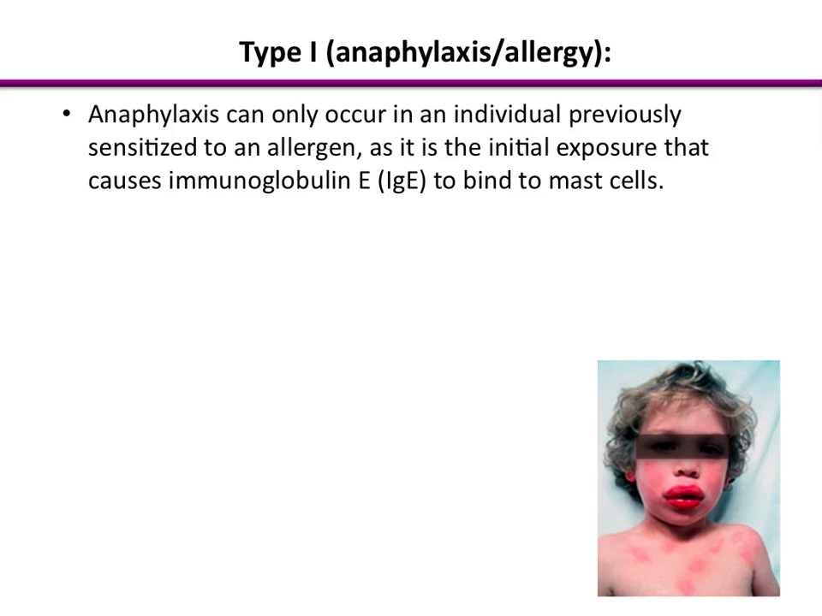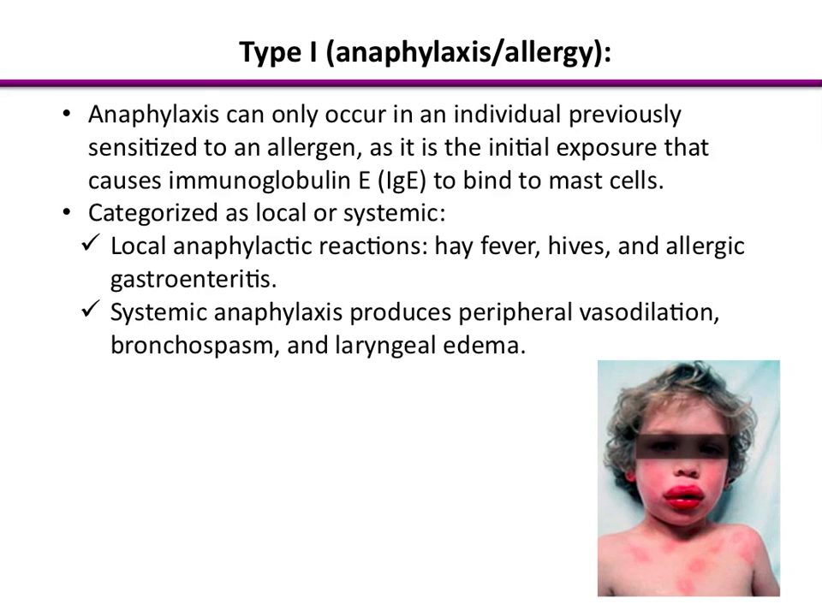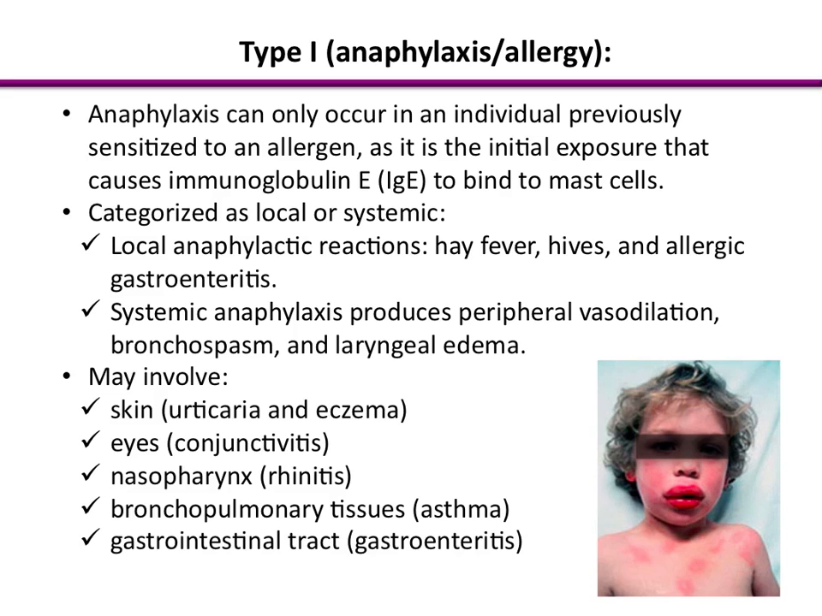As I said, yes, you can get the cells to release their contents by extreme damage to the cell or trauma, but that's not typically the case. We categorize them as either local or systemic. Local anaphylactic reactions are hay fever, hives, and allergic gastroenteritis, whereas systemic anaphylaxis produces peripheral vasodilation, bronchospasm, and laryngeal edema. They may involve basically any tissues, but typically skin, eyes, nasopharynx, bronchopulmonary tissues, and the GI tract.